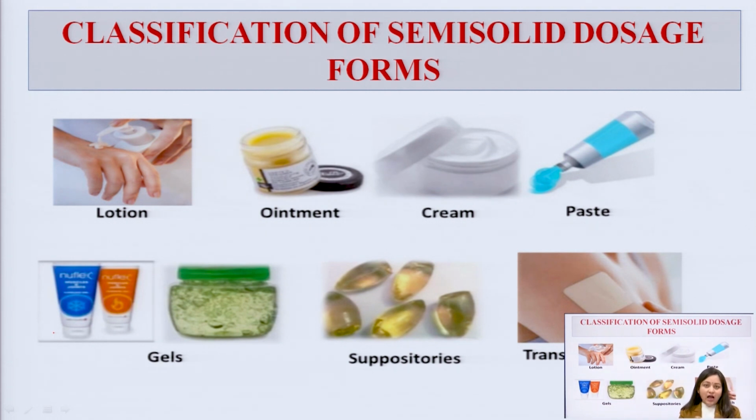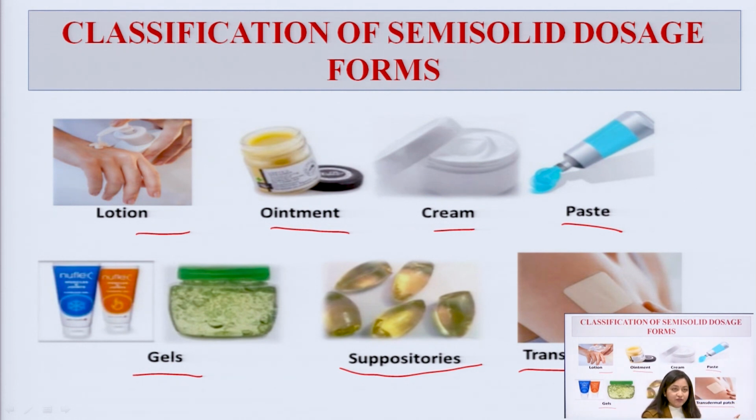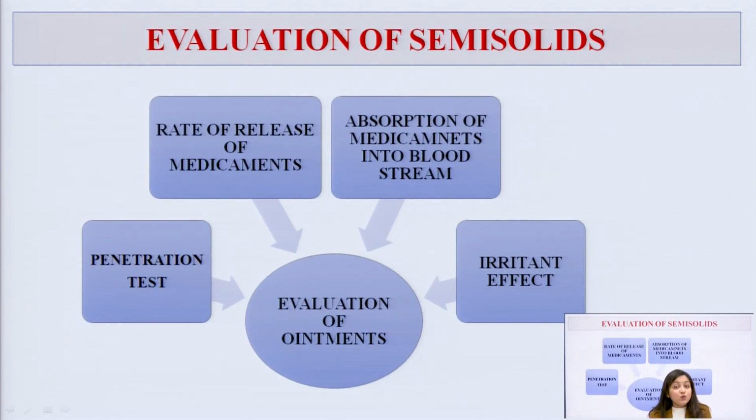Let us understand how many types of semisolid dosage forms are present. We have lotions, ointments, creams, pastes, gels, suppositories and transdermal patches. Apart from what is mentioned on the screen, I would like to add poultices or cataplasms. These are the formulations in the classification of semisolid dosage form. We have studied the formulation of each of them in detail. Now we are going to understand the different evaluation parameters after formulating the semisolid dosage form.